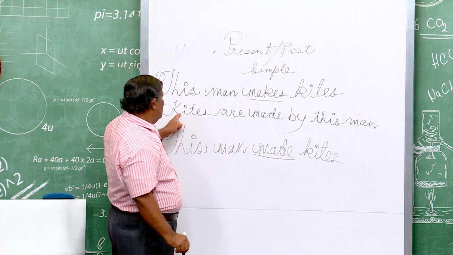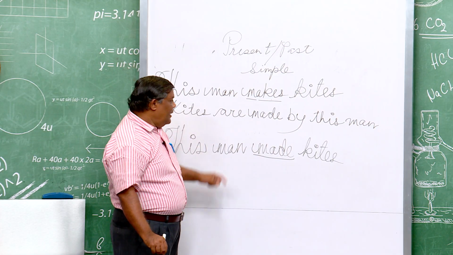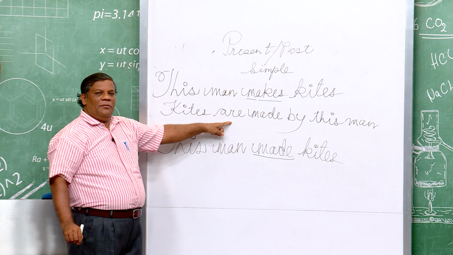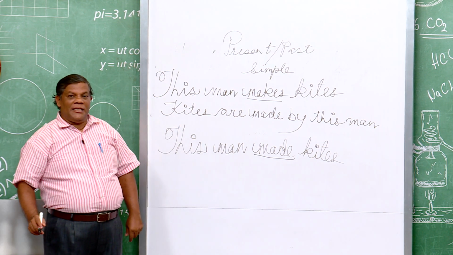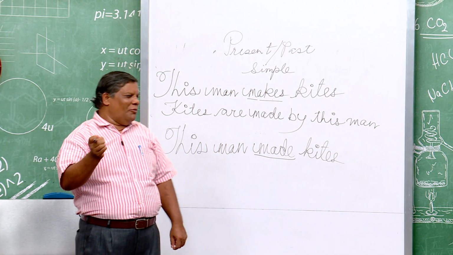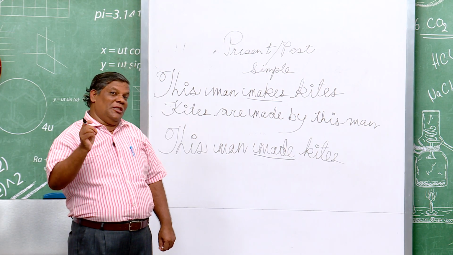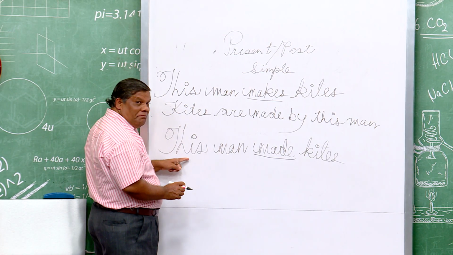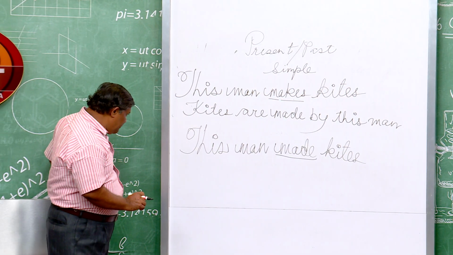Kites are made by this man. This is the passive form of this active sentence, that is present simple. This is the present simple passive form. And when we make it passive in the past tense, past simple passive, only a simple change is there, because the first verb carries tense and the first verb should be changed into past tense.